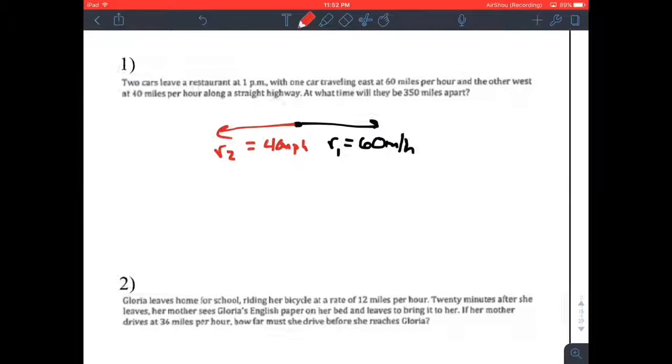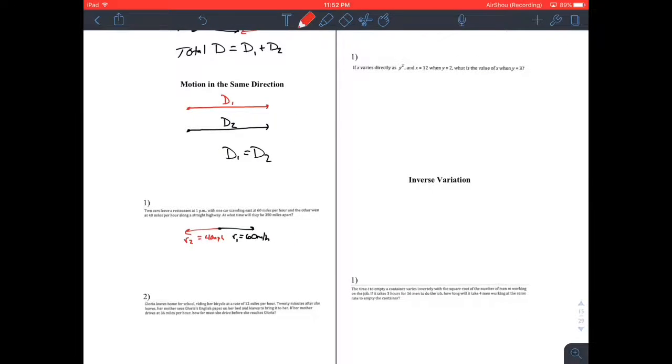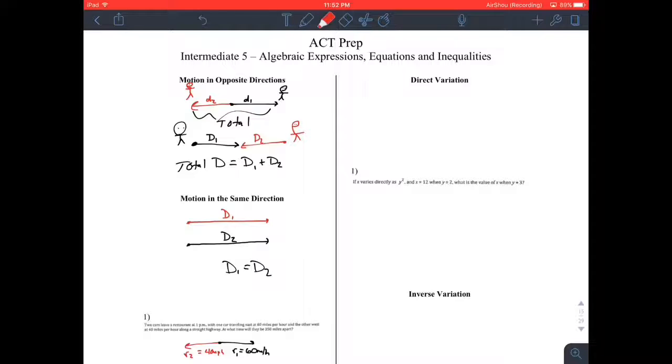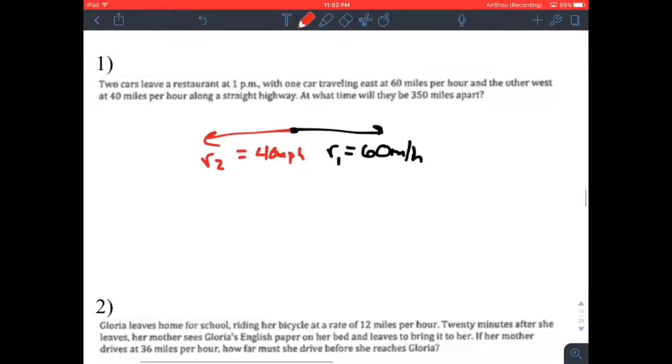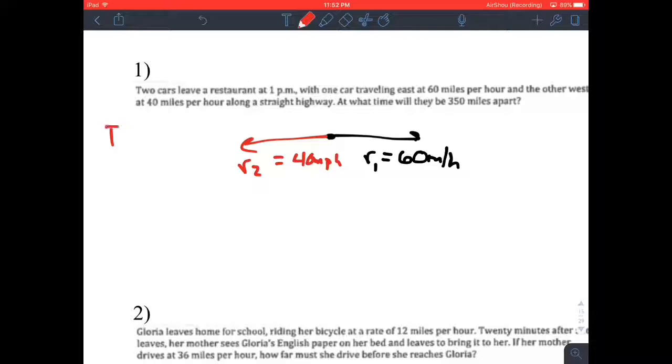So once again, if we go back to this up here, if they're going in opposite directions, the total distance has to equal d1 plus d2. So if you recall, distance equals rate times time. Distance equals rate times time. These little subscripts that I have here have no mathematical value. It just tells you the first person and second person. Person going east is the first person, person going west is the second person.